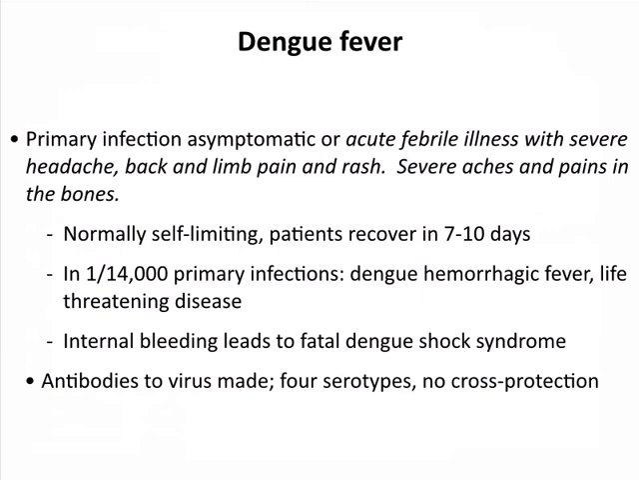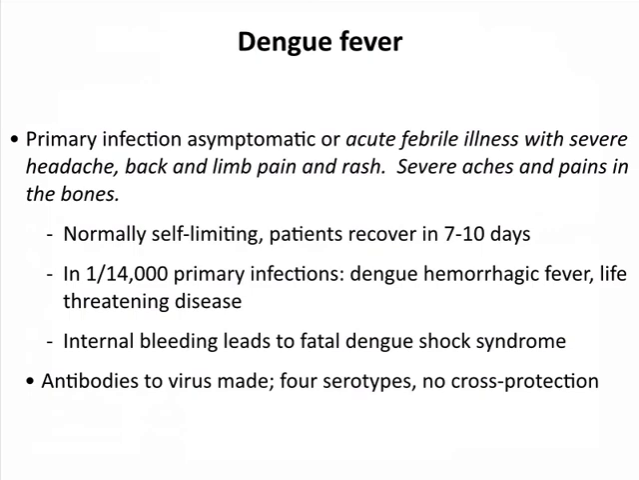The primary infection is not too serious. Febrile illness with aches and pains in the bones, usually recover. Sometimes you get a more serious disease, which is accompanied by hemorrhage and loss of fluid. This happens in 1 in 14,000 primary infections. You make antibodies against the virus, but the problem is there are 4 serotypes. So if you're infected with, say, serotype 1 of dengue, and then you get infected another time with serotype 2, you get a more serious disease because the antibodies from the memory response against that first infection will bind serotype 2, say, but they won't neutralize its infectivity.